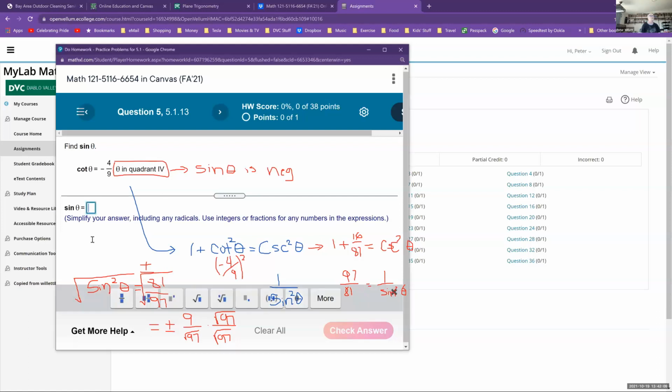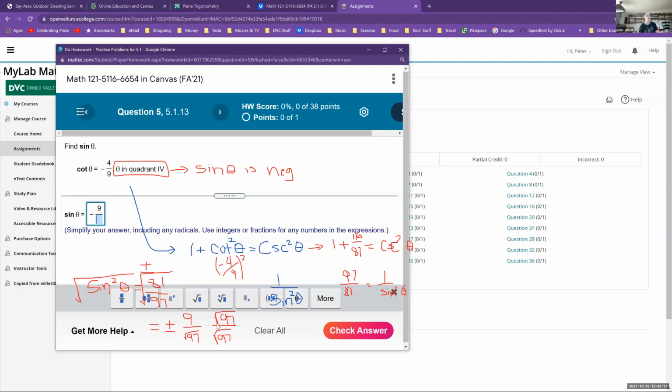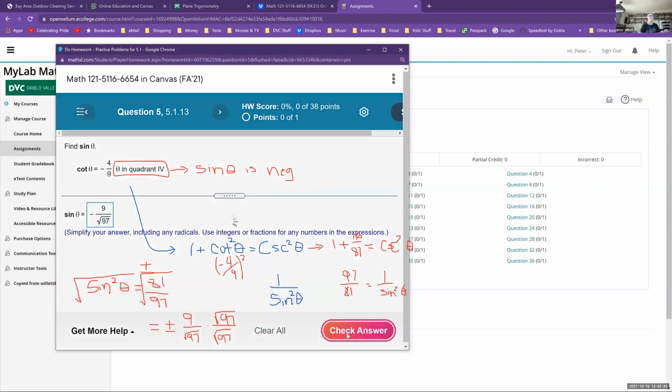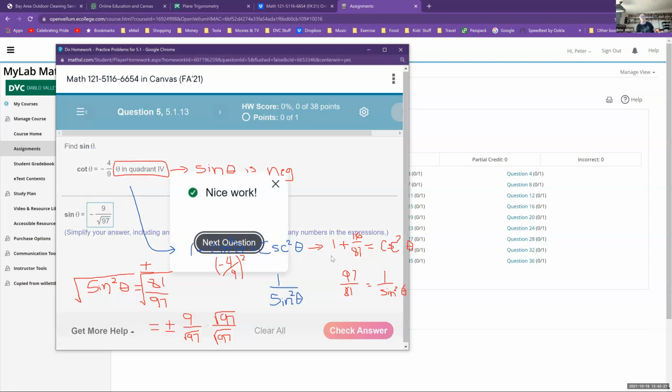So let's see. I'm going to try it without it first. So I'm going to put -9 divided by the square root of 97. And let's see if it lets me leave the root in the bottom. It did. So we didn't even need to rationalize the denominator. I did need to put something equivalent to -9 over square root of 97.